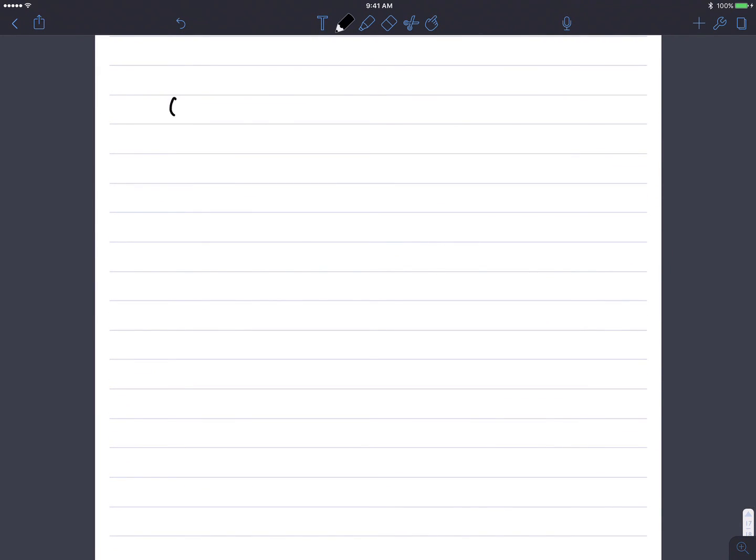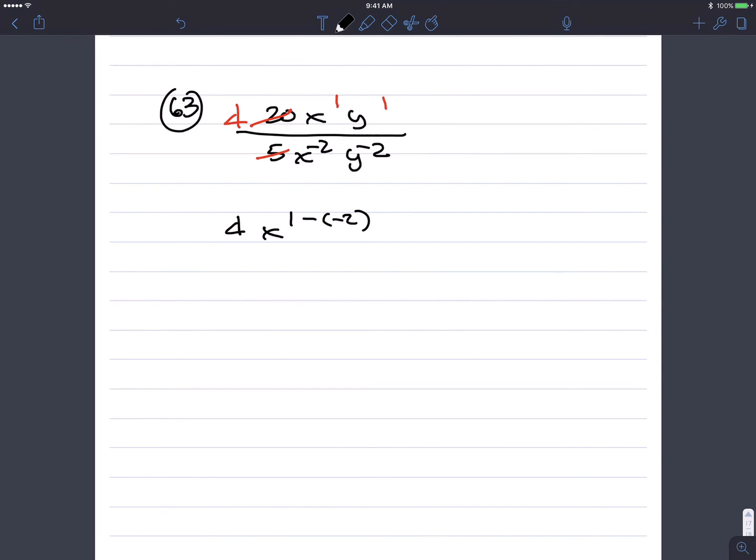And finally, 63. 20x to the first power, y to the first power, over 5x to the minus 2 power, y to the minus 2 power. Don't forget, 20 divided by 5 is 4. Each power here is 1 for my base x, my base y, or my variable x, my variable y. By properties of exponents, 4x to the 1 minus a negative 2, y to the 1 minus a negative 2.